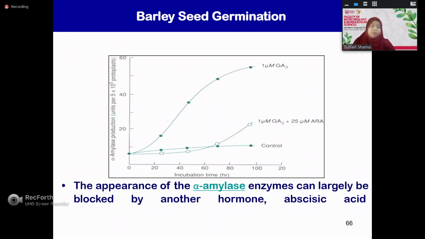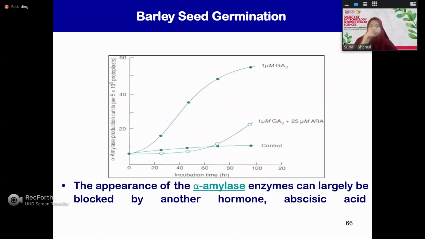And they also did an experiment where they supplied 1 micromolar gibberellic acid and also an inhibiting hormone, which is known as ABA, or abscisic acid. Abscisic acid is all about abscission, it's all about inhibiting growth. So that's why you can see that the abscisic acid basically suppresses increased production of alpha amylase. The appearance of the alpha amylase enzyme can largely be blocked by another hormone called abscisic acid.